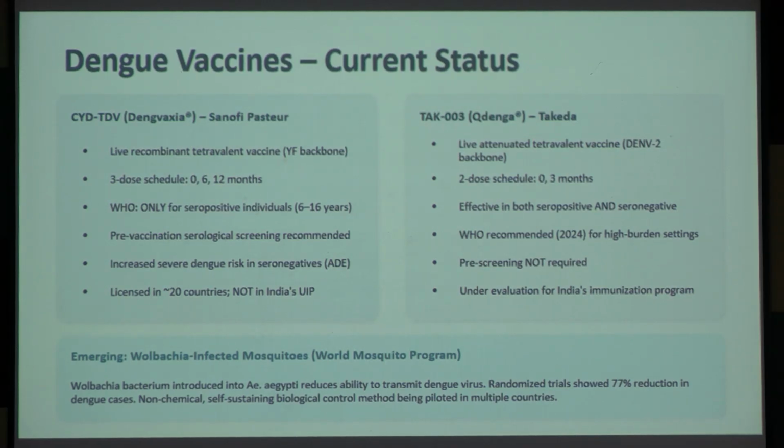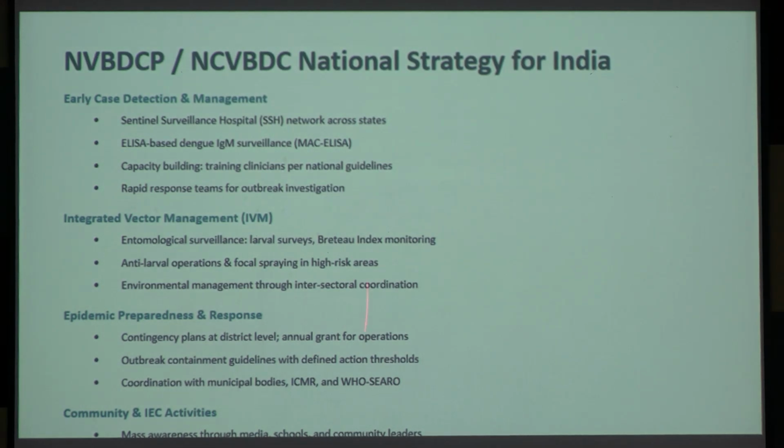Pregnancy is an absolute contraindication to giving this vaccine, as you all know about the contraindications of live attenuated vaccines. Okay. So there are 2 doses, at 0 and 3 months. The 4 to 60 years age group you can give, right? So this is another national strategy for India, NBBDCP: early case detection, vector-borne management, epidemic preparedness and response, and community activity. So these are the parts of your community medicine lecture. I am not going into detail.